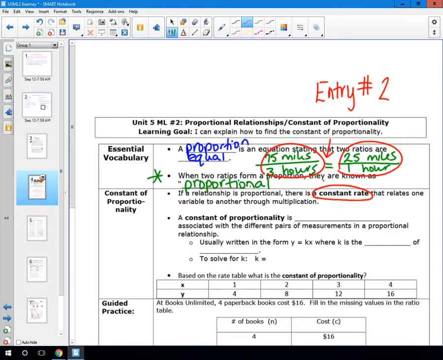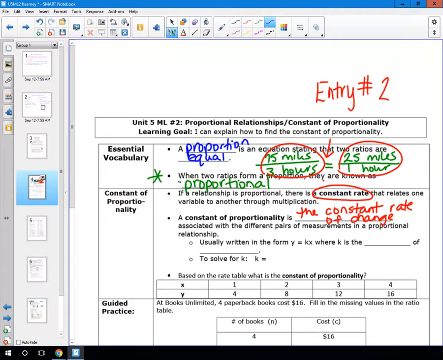So a constant of proportionality is the constant rate of change that is associated with the different pairs of measurements in a proportional relationship.